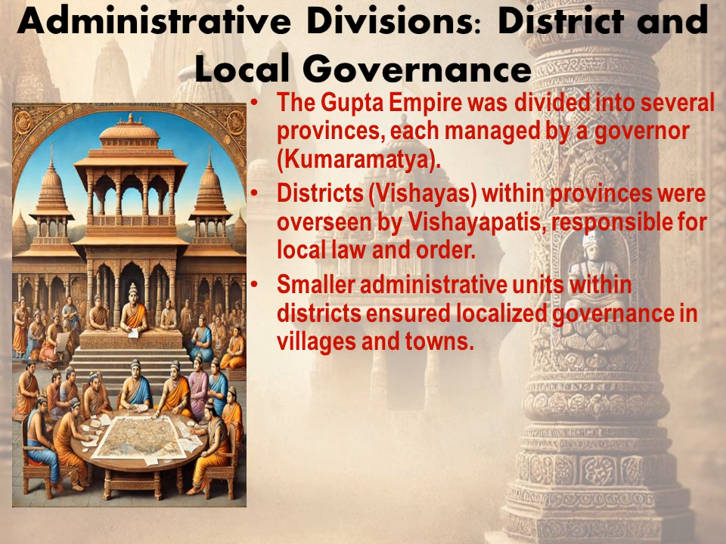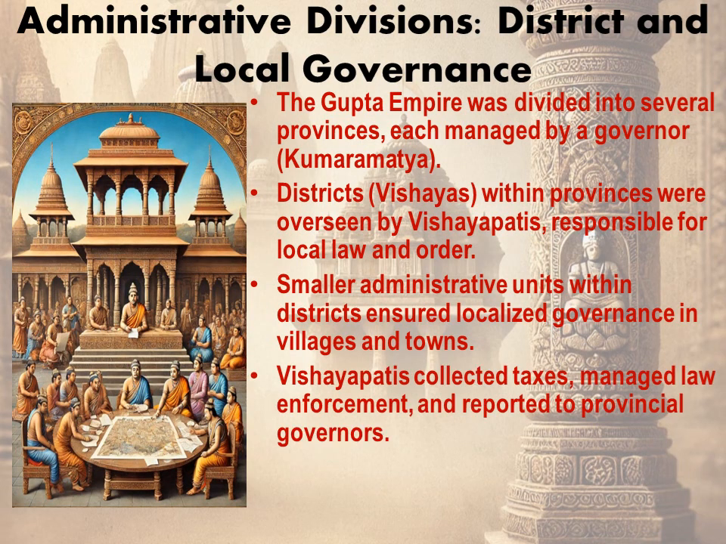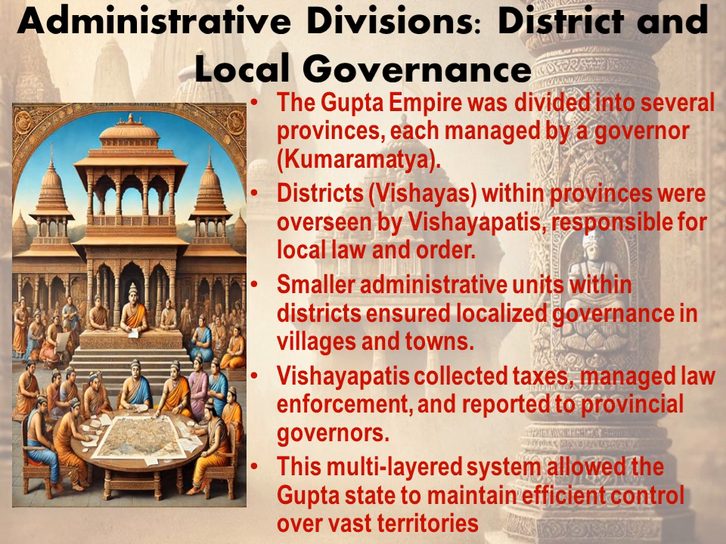Smaller administrative units within the districts ensured localized governance in villages and towns. Vishayapatis collected taxes, managed law enforcement, and reported to provincial governors. This multi layered system allowed the Gupta state to maintain efficient control over vast territories.